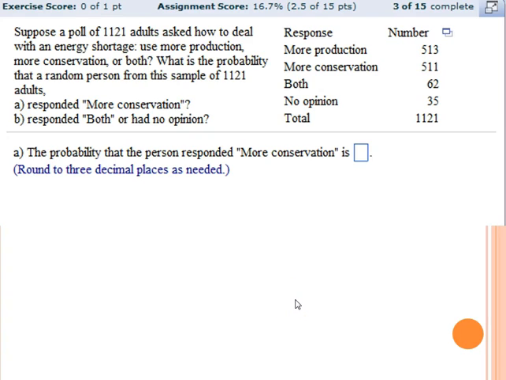So now we're going to go over a few problems on dealing with these probability rules. The first problem we're going to look at looks at just how to calculate a basic probability, and the second problem we're going to look at looks at how to use the addition rule.